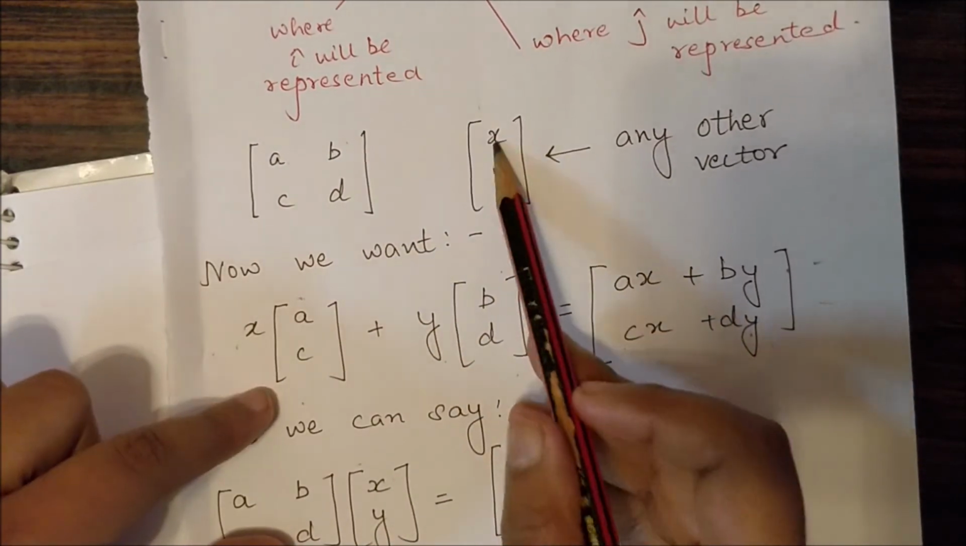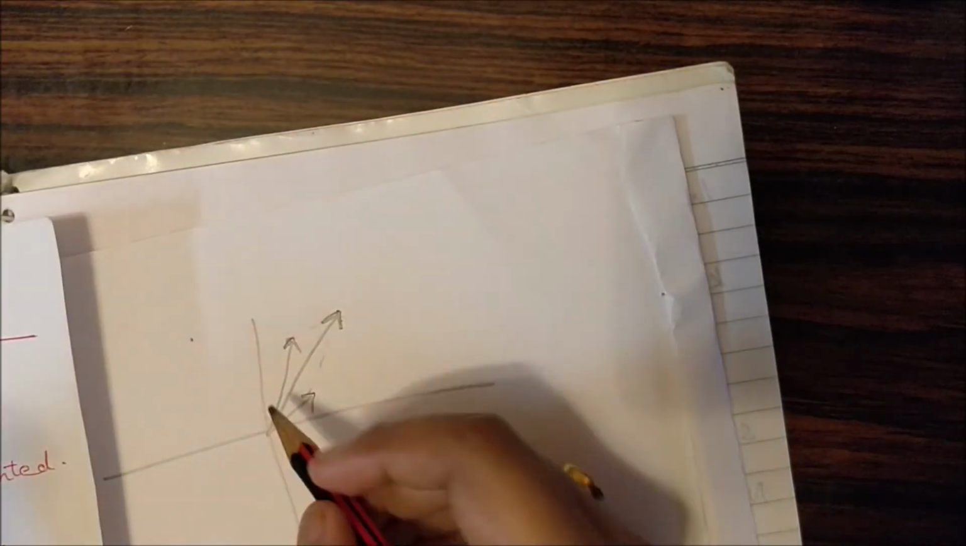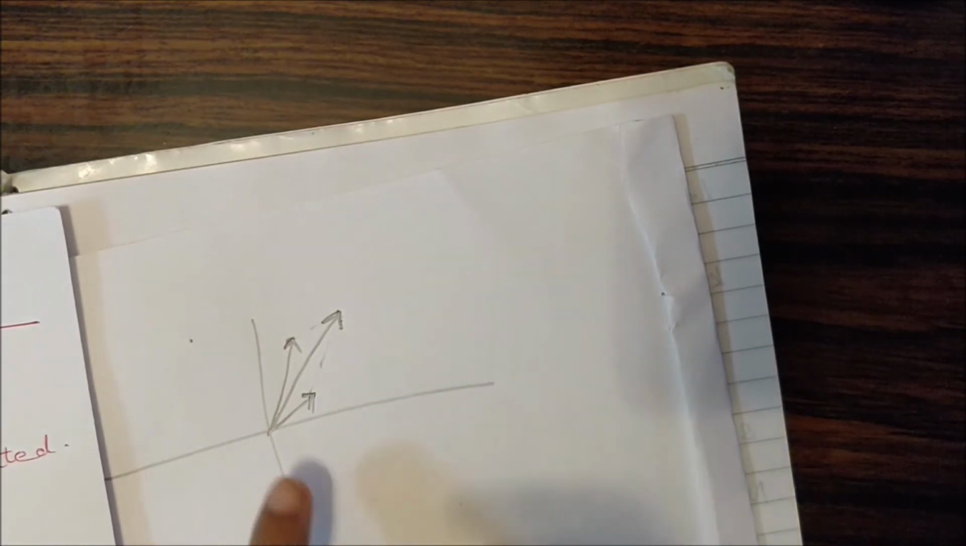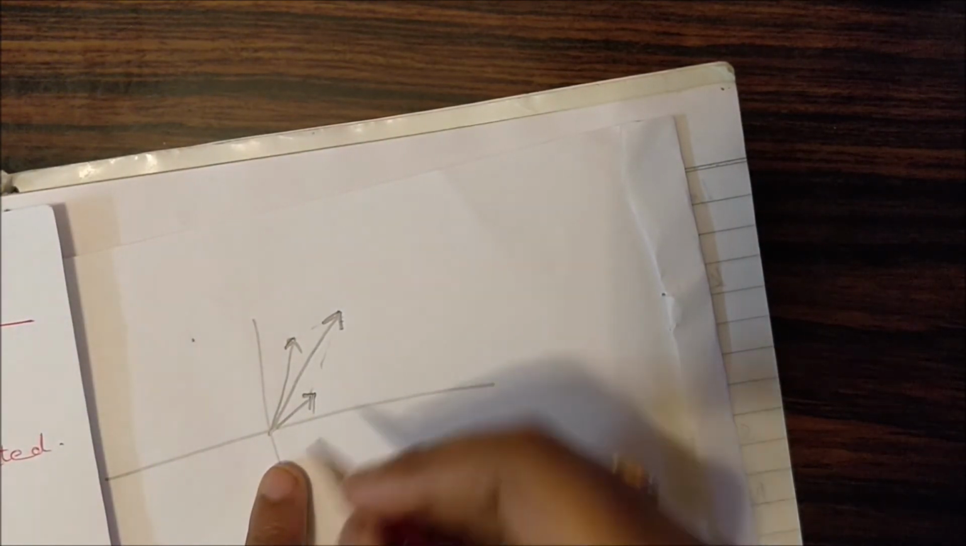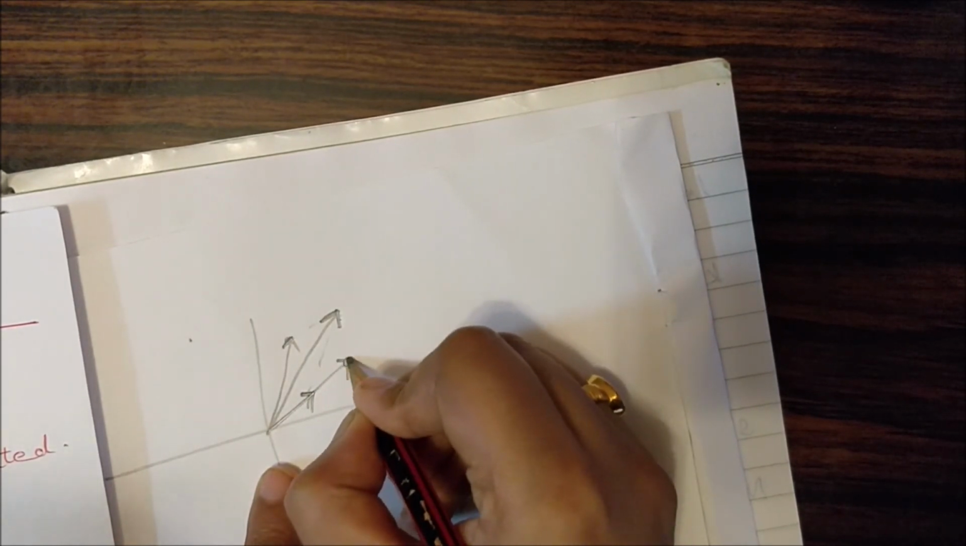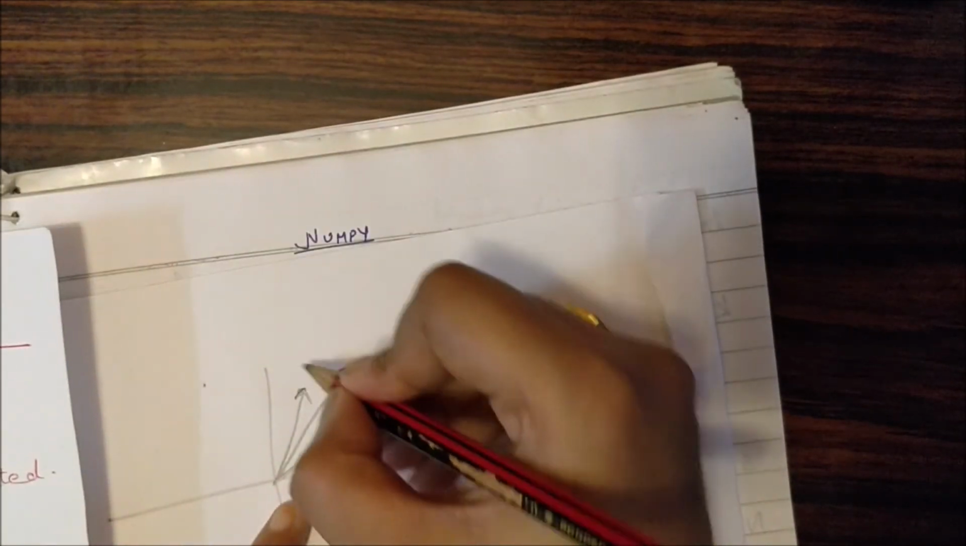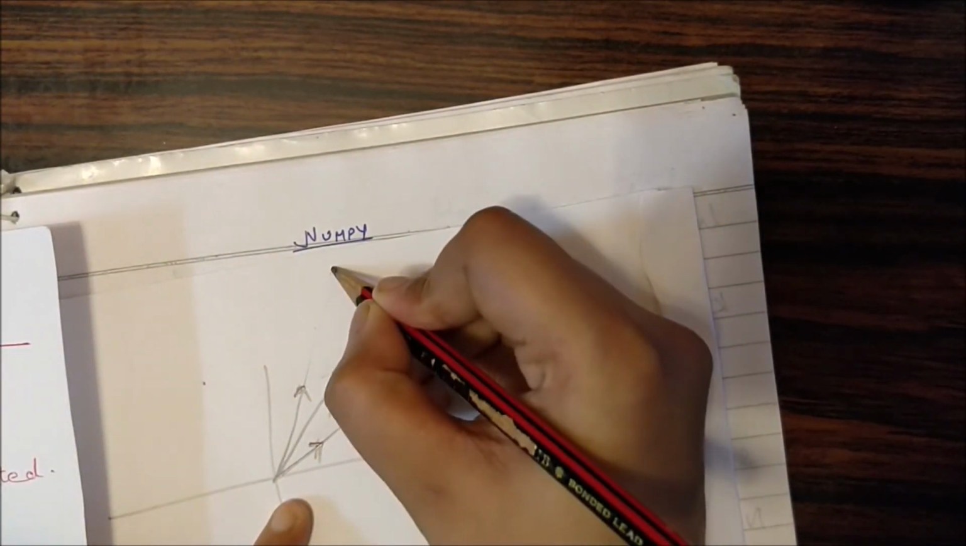Now, as we have already seen, we are multiplying this with x and this with y. So this was my AC, and this will be multiplied by x. Let x be 2. So this vector will be 2 times, and we have some point here. And now let y be 3. So this would be 3 times, and this point would be here.